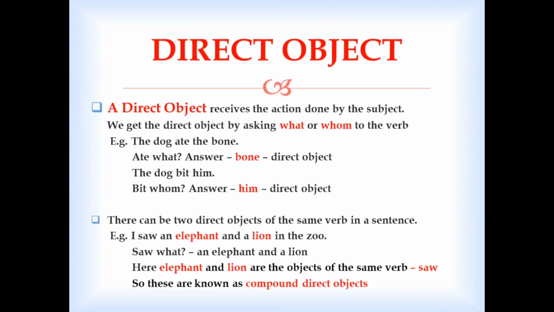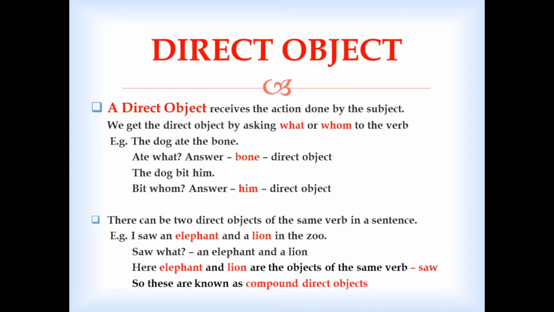What is a direct object? A direct object receives the action done by the subject. We get the direct object by asking what or whom to the verb. For example, the dog ate the bone. The dog ate what? Answer is bone. Here bone is the direct object. The dog bit him. The dog bit whom? The answer is him. Him is the direct object.